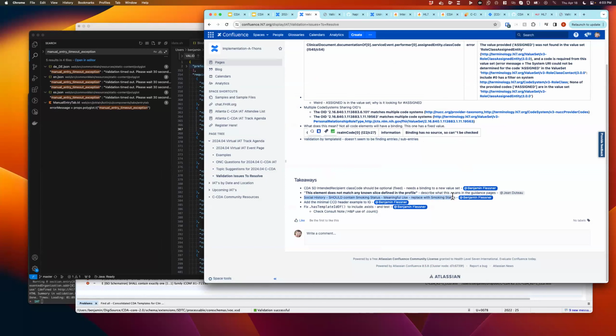We had a small change that we will make: the social history still says should contain smoking status meaningful use. That is a deprecated template that has been replaced with smoking status. So we will make that change.